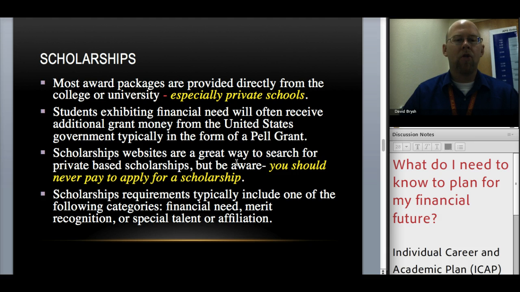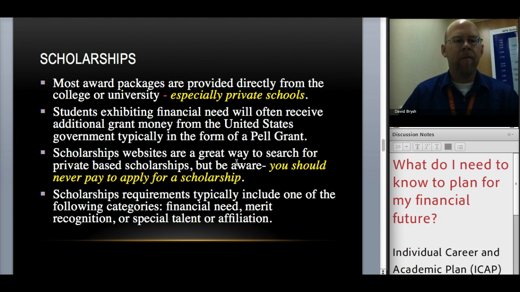Scholarship websites are a great way to search for all different kinds of scholarships. In that scholarship folder in ICAP 12, there's a list of 4 or 5 really nice scholarship sites that you get onto, and they will start emailing you scholarships, which is the cool thing about that. You don't really have to go out and look for them. You just have to start filling out paperwork afterwards.